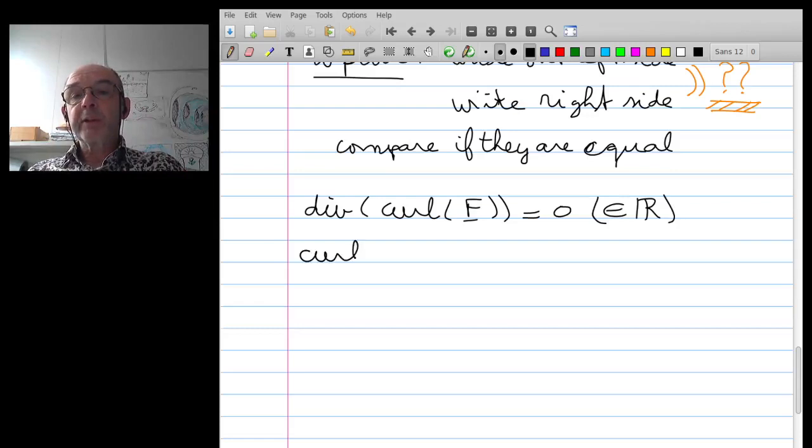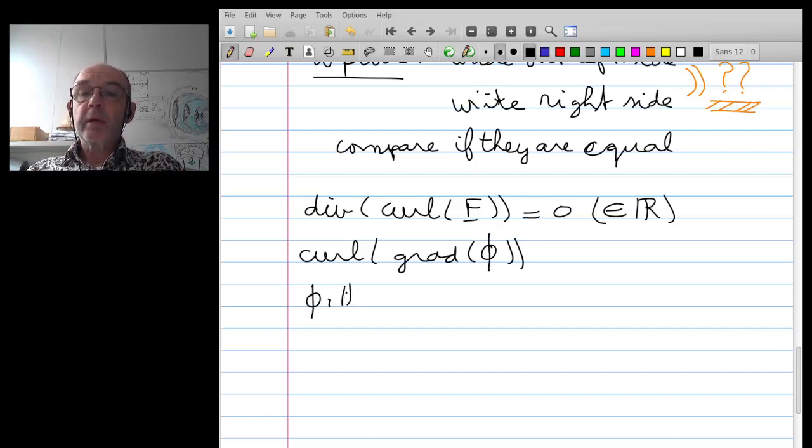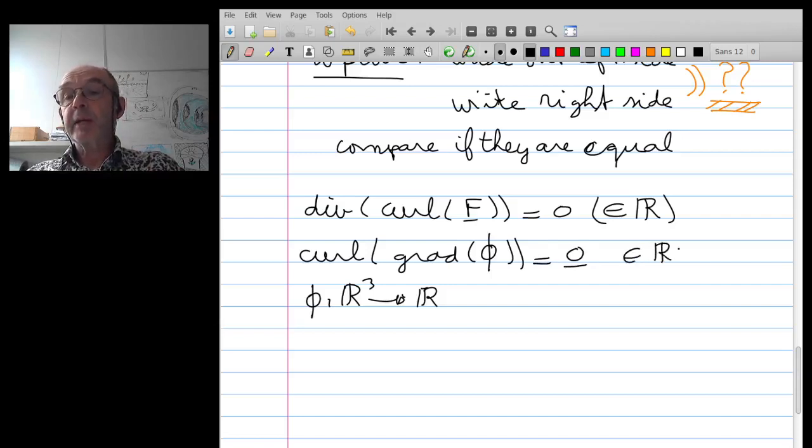Now you can also calculate the curl of the gradient of some function. So phi goes, for instance, from R3 to R, and then you take the gradient. The gradient gives you some vector, the curl you can take from a vector, and you get a vector out of it, and that always has to be the zero vector, so you have some element of R3, if you are working in R3.